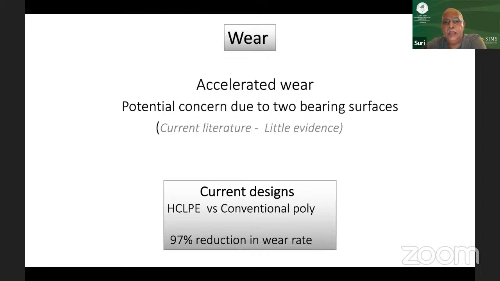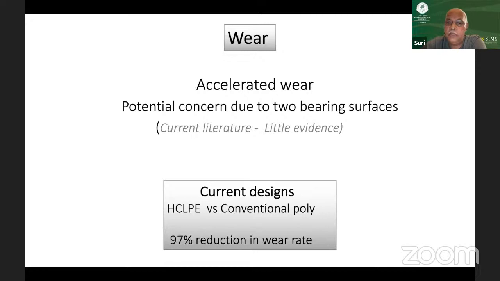Where accelerated wear was a potential concern. Basically, the initial thinking was, since there are two articulations, both on the outer side of the poly and on the inner side of the poly, there could probably be more wear-related debris and subsequent loosening of the acetabular cup. But the literature does not seem to support that concern much, and there is not much evidence to project so far as this concern is concerned.